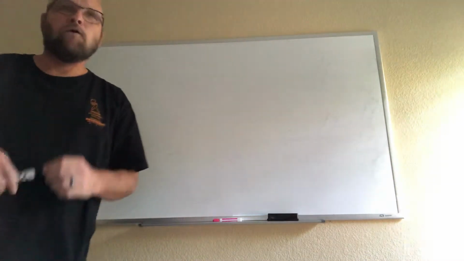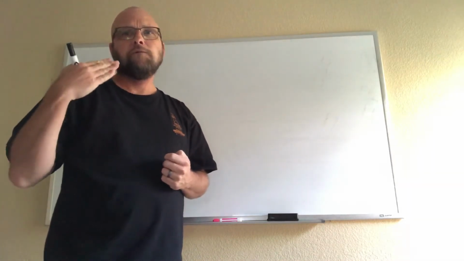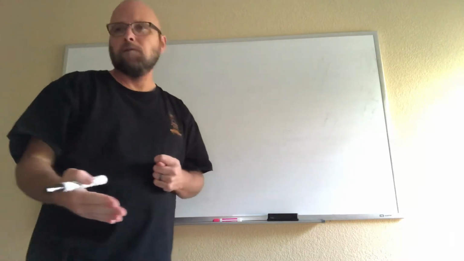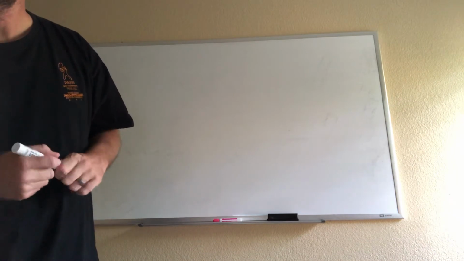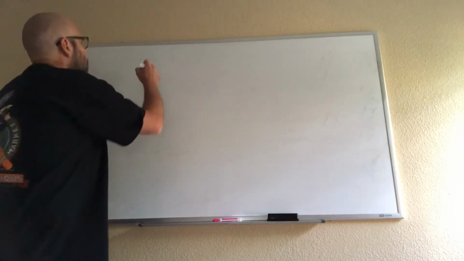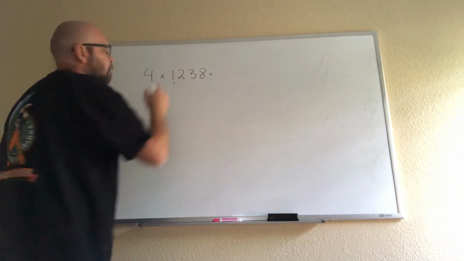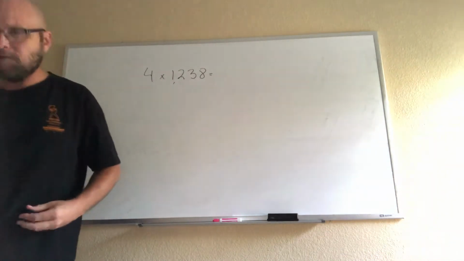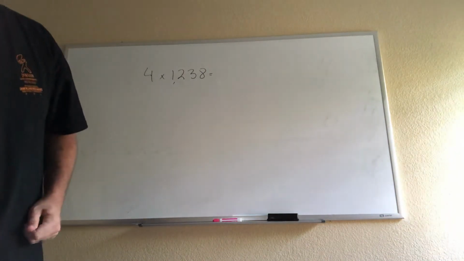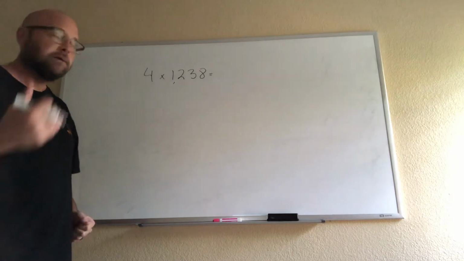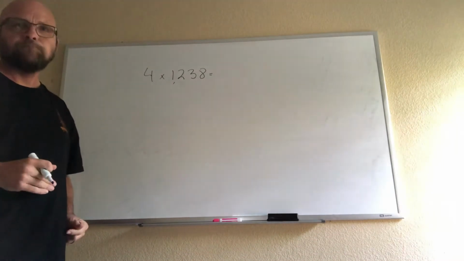All right, so we're going to look at how we estimate and how we find the actual product of a multiplication problem. Let's take 1,238 times 4. This was one of the problems that you had yesterday on that assignment. We just went over part of it. So this is the third problem, problem number 9. If you have it done, then follow along. If you don't have it done, then write it down as we work.